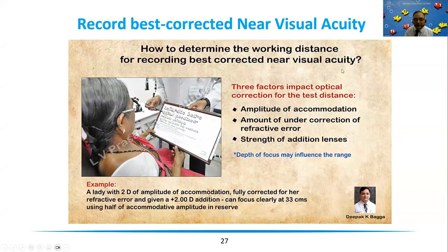You have given 3 addition to a person who's aphakic, and rather than recording at 33 centimeter, you are recording at 15 centimeter or 10 centimeter, because that is the habitual distance of the person. Then you do not get the best corrected near visual acuity, because the person's optical system has not been able to focus there clearly, and that is not going to fetch you the right magnification that is required. Yes, in some cases, a couple of centimeter change may be okay because of their depth of focus, which may influence the range.